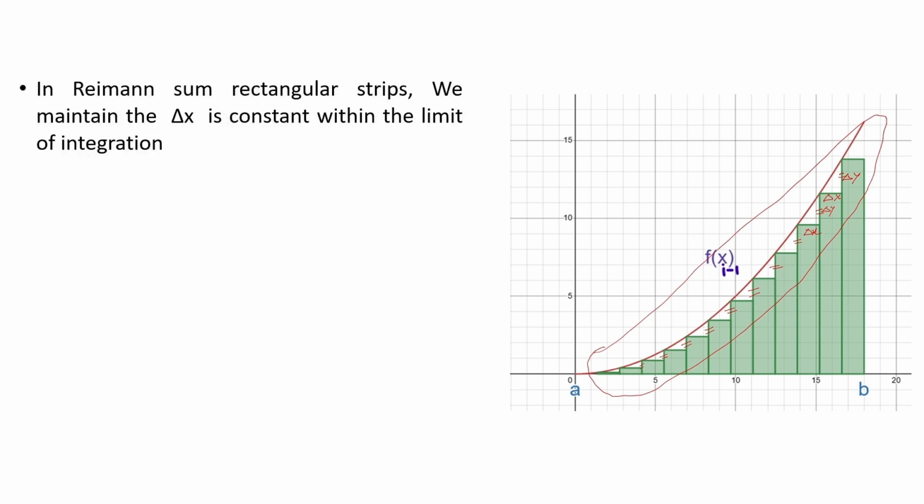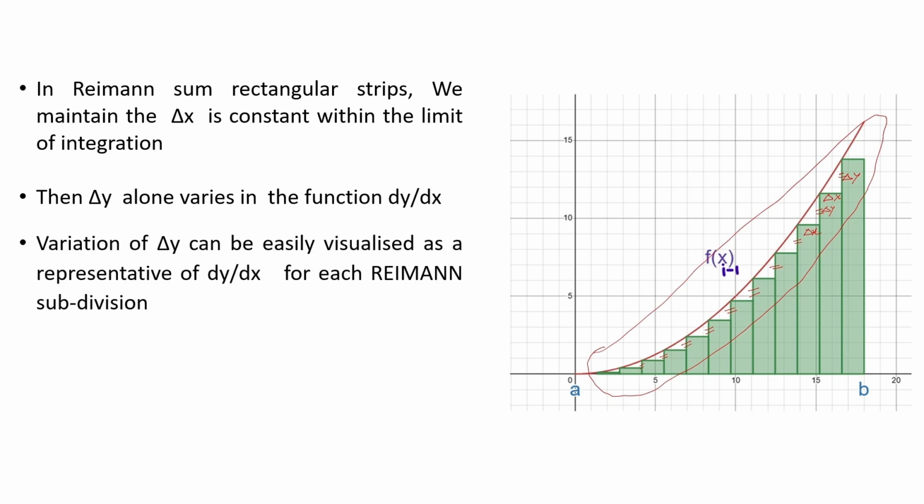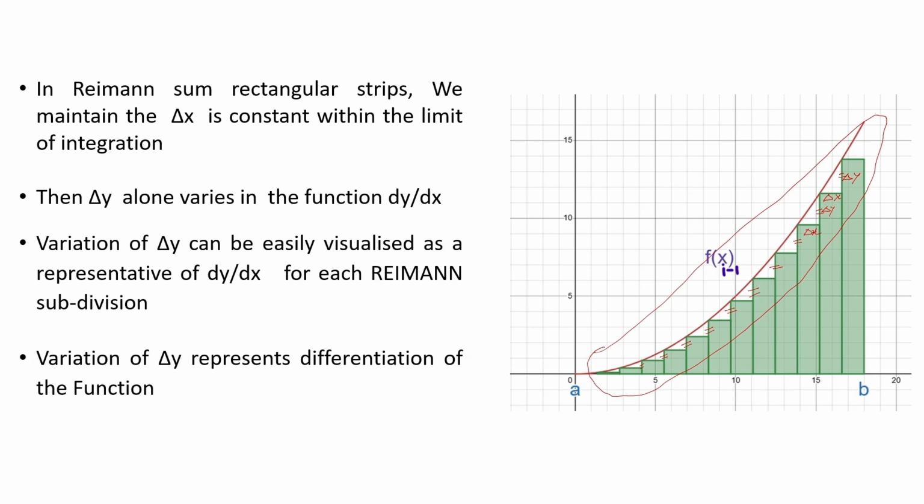In the Riemann rectangular strips, already we have seen that delta x is constant within the limit of integration. Delta y varies as a function of dy by dx. So here we can see that the delta y is varying. So the value of delta y is different for different points of the curve. And we can find that delta y is representative of dy by dx for each Riemann subdivision. The variation of delta y represents the differentiation of the function under consideration.